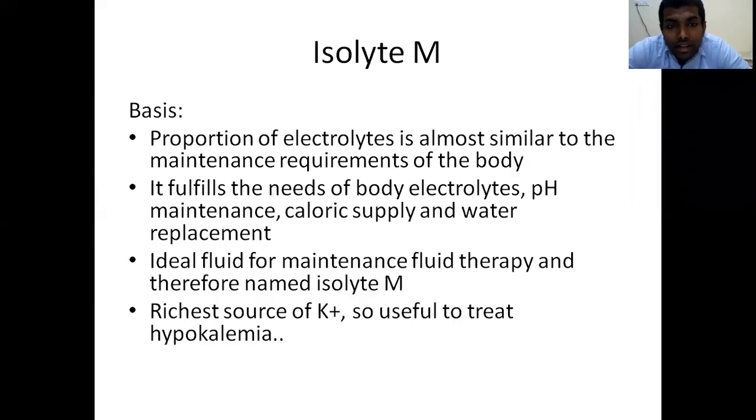When do we use Isolyte M? It is a maintenance fluid. That is why it is called Isolyte M. The proportion of electrolytes in this is almost similar to the maintenance required by the body. So it fulfills the need of electrolytes, pH maintenance, calorie supply and water replacement. Now this is the richest source of potassium. So it is useful to treat hypokalemia.